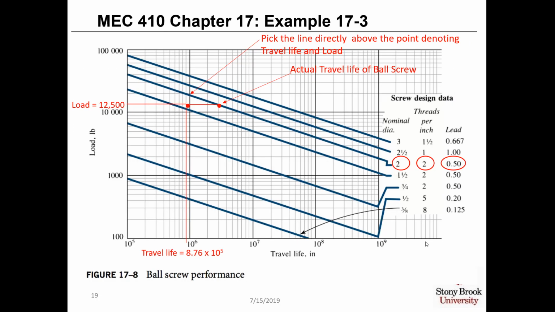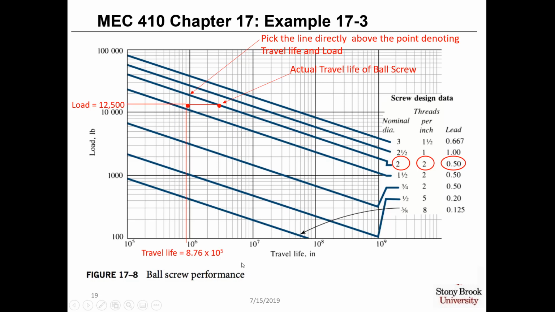Our goal using figure 17-8 is to pick which ball screw to use. On the x-axis, we have 8.76 times 10 to the 5th, draw a line up. On the y-axis, we have a load of 12,500 pounds, draw a line across. Where they meet is this point right here where my mouse is. Therefore, you select this blue line directly above it, which says that our ball screw should have a 2-inch nominal diameter, 2 threads per inch, and a lead of 0.5.